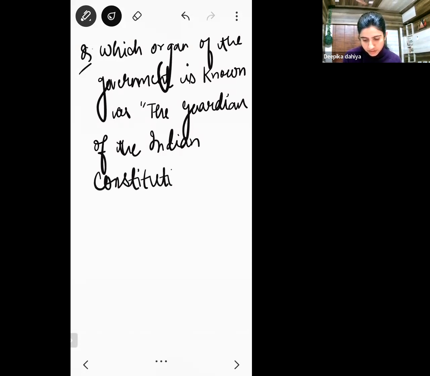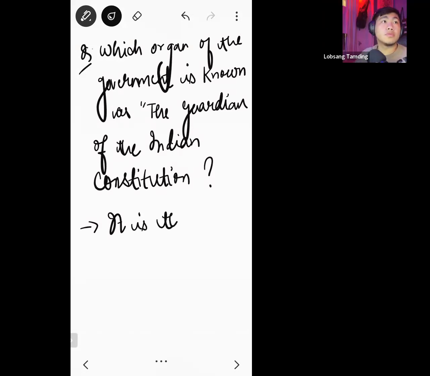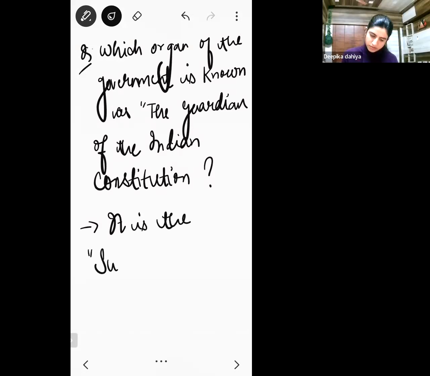Guardian of the Indian Constitution? It is the Judiciary, the Supreme Court. Is it the Supreme Court? Okay. The Supreme Court of India, because it guards the Constitution.